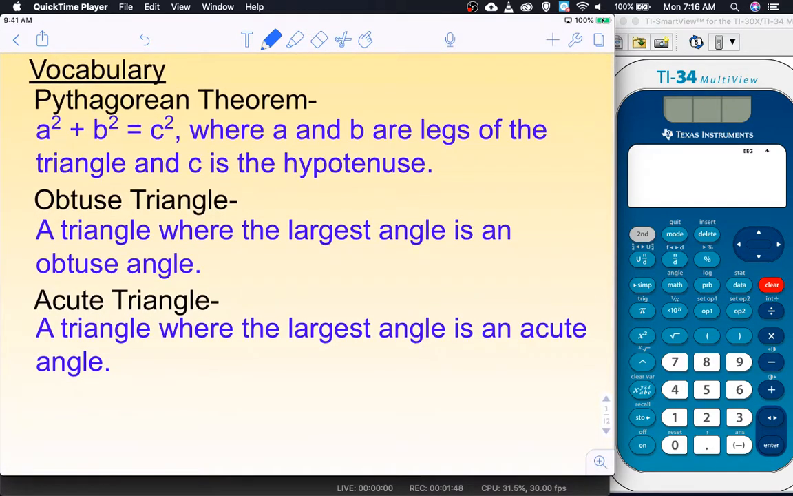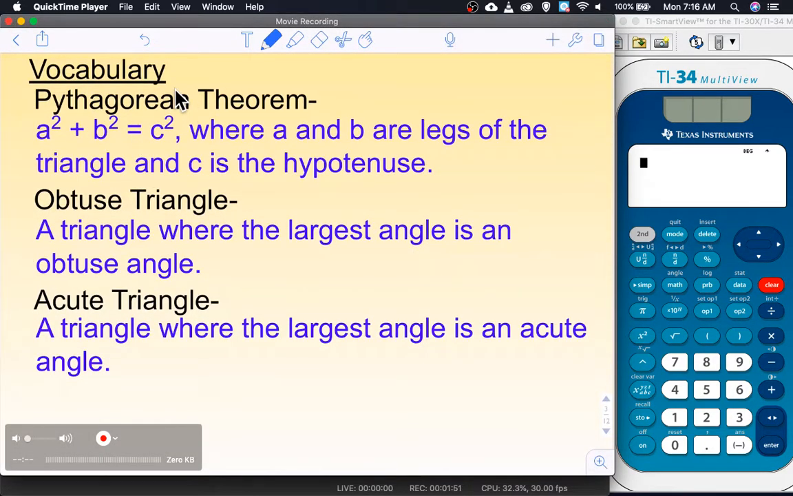So, some vocabulary here. We already know the Pythagorean theorem. We should be deep into our knowledge of it now. We've done a couple of pretty in-depth lessons, so we've used it a whole bunch of times. We know that the c is the longest side, the hypotenuse.